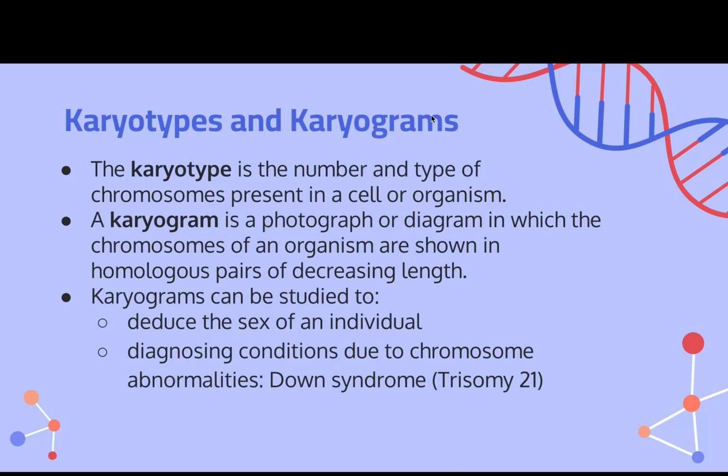A karyogram is a photograph or diagram in which the karyotypes are shown. So the chromosomes of any organism are shown in homologous pairs of decreasing length in a karyogram. Karyograms are very useful in determining either the sex of an individual or diagnosing conditions that are due to chromosome abnormalities, for example, Down syndrome or trisomy 21, which we will talk about.